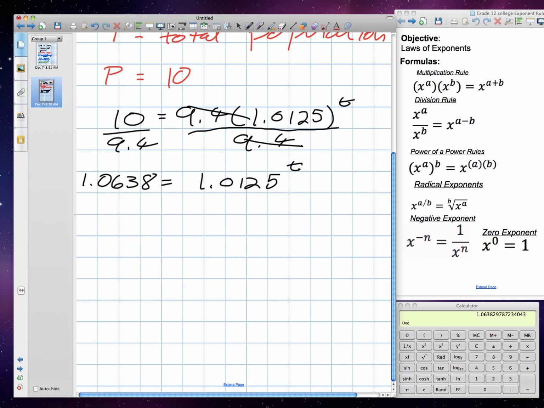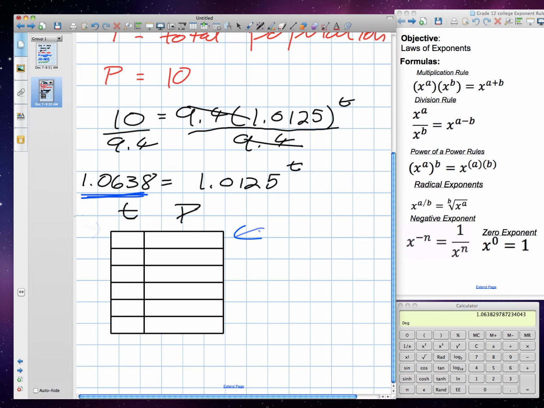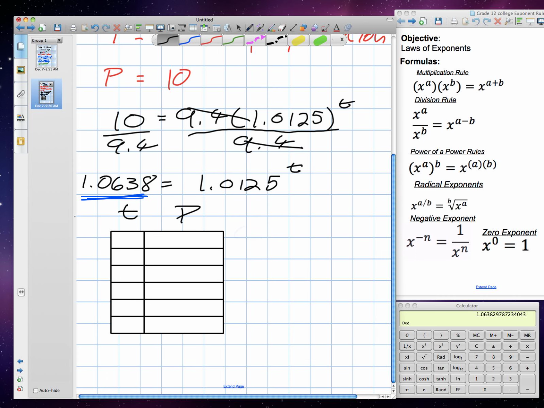So, from this point on, we're going to use a trial and error method to solve this. Okay? We're going to make a chart up, and we're going to plug in values of t to see when it will be equal to this value here. So I'm going to make up a chart. So we've made up a chart. We're going to be plugging in t values and finding out what their population is going to be equal to, or in this case, this is our p value. We need our answer to equal, or get roughly as close as possible to, 1.0638.